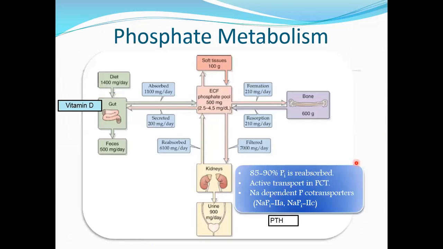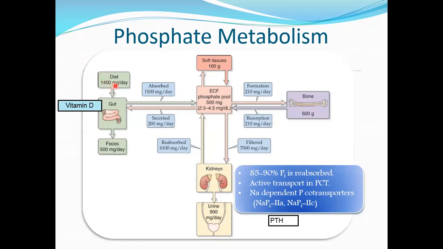Okay, so that is all about calcium metabolism, right? Next, we study phosphate metabolism. When we study calcium homeostasis, it becomes very important to study phosphate metabolism and homeostasis because they both go hand in hand, right?